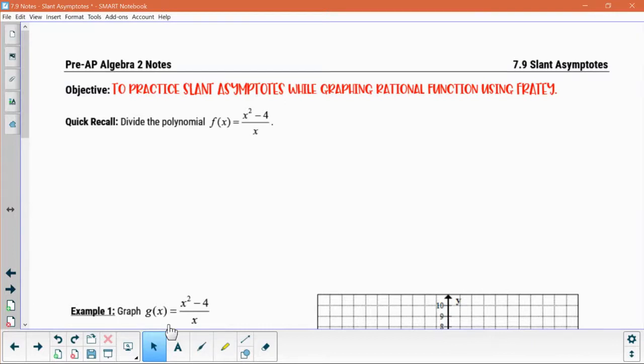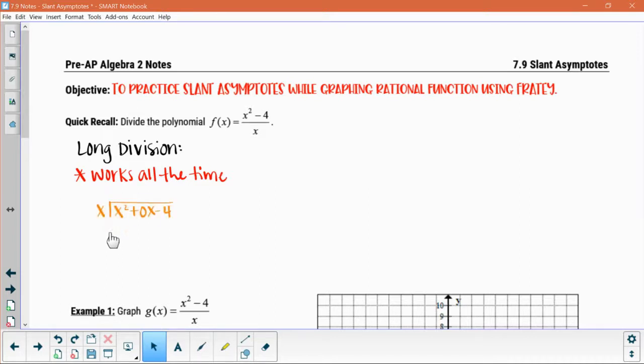You have two methods you can do. The first one is long division, and long division is going to always work. You never have to look for certain features. If you put it into long division correctly, it is going to work. So I'm going to set up my long division. I have x squared, and I'm going to fill in 0x because I am missing a term, minus 4, divided by x. So the first thing you want to see is, what do I have to multiply the divisor by to get the first term of the dividend?